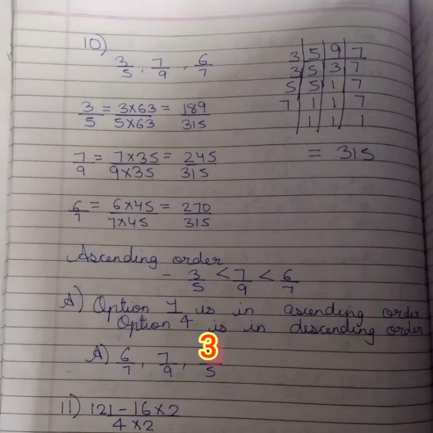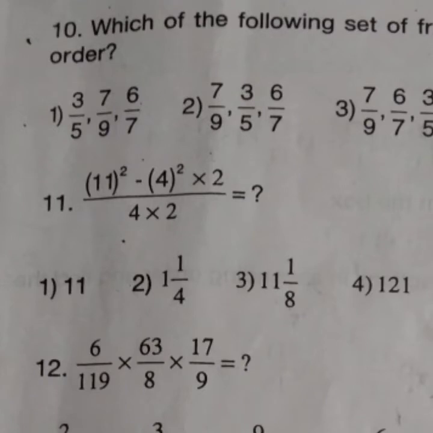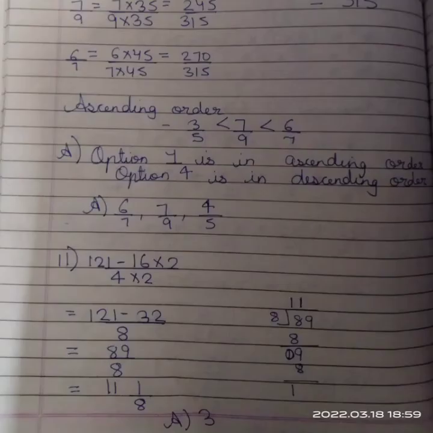Now the 11th question. 11 square minus 4 square into 2 divided by 4 into 2. So how we will solve this? Now what is 11 square? 11 square is 121, minus, what is 4 square? 16 into 2. So 121 minus 16 into 2 divided by 4 into 2.